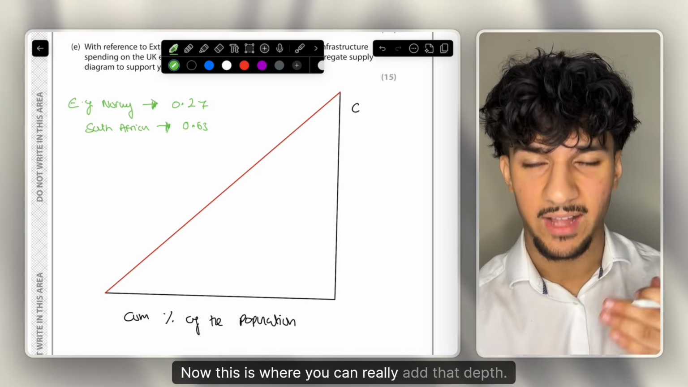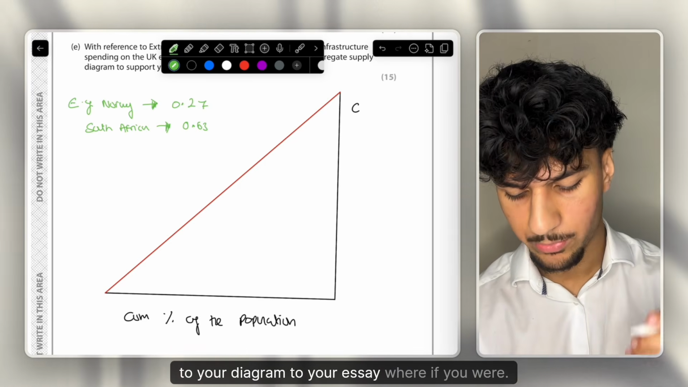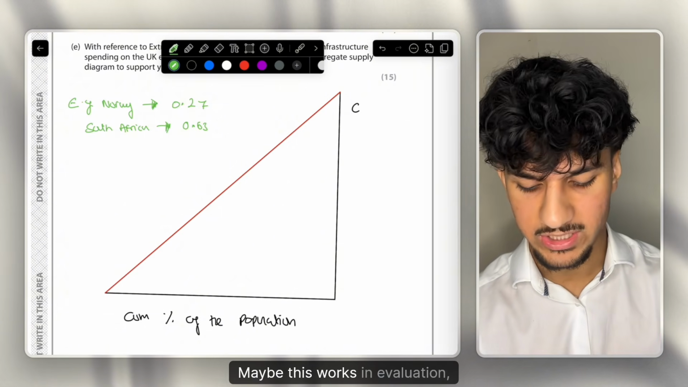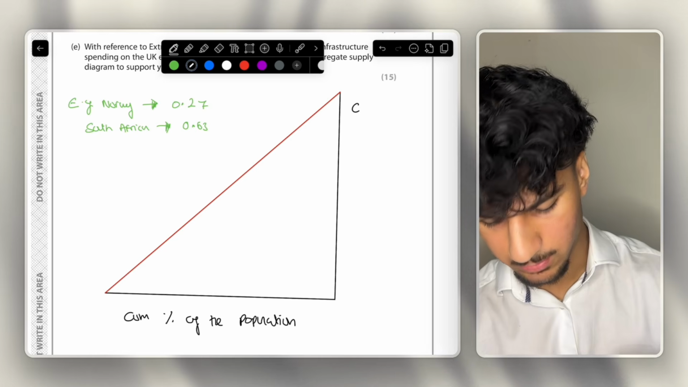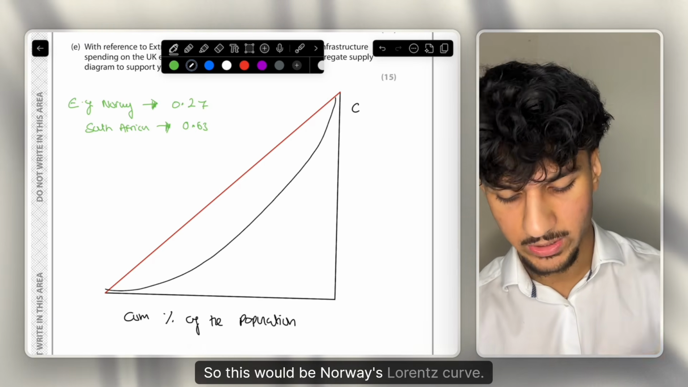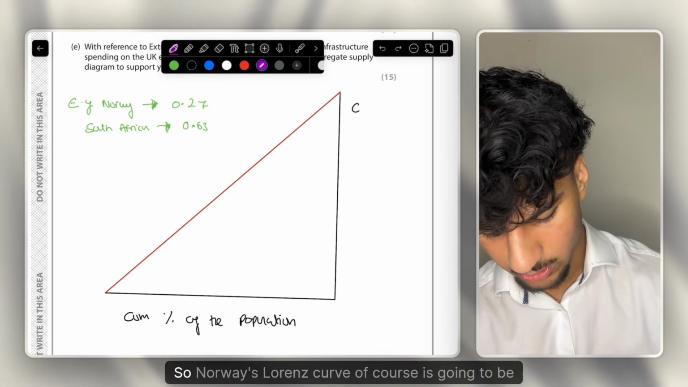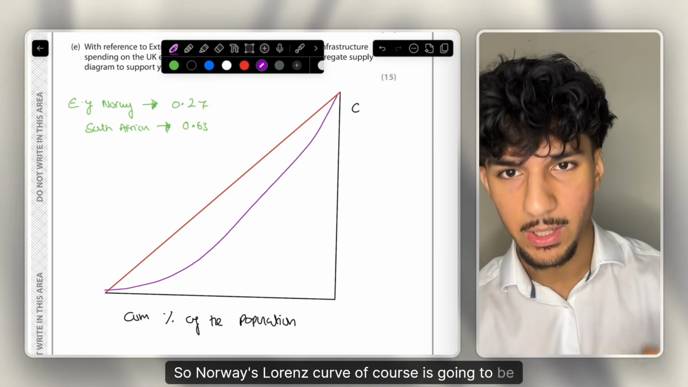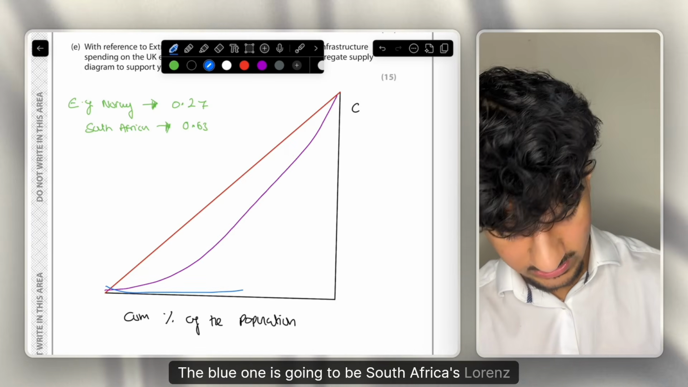Now, this is where you can really add that depth, that next level to your diagram, to your essay. This works in evaluation, maybe in one of your essays. What I would do is draw something like this. I'll draw two different Lorenz curves, using two different colours. I'll draw one like this, so this would be Norway's Lorenz curve, which is going to be a bit closer, and the blue one is going to be South Africa's Lorenz curve.